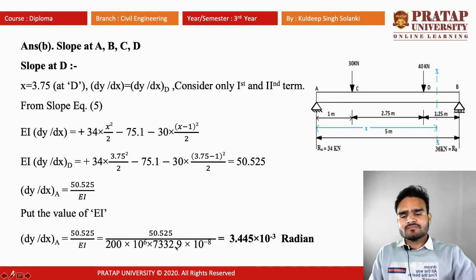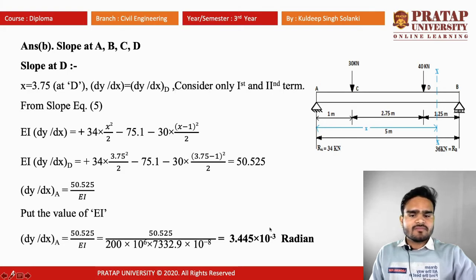Okay, this is the moment of inertia and this is the Young's modulus of elasticity, and the whole term is the flexural rigidity. After solving this term, we get the value 3.445 into 10 power minus 3 radian. This is the slope at D.